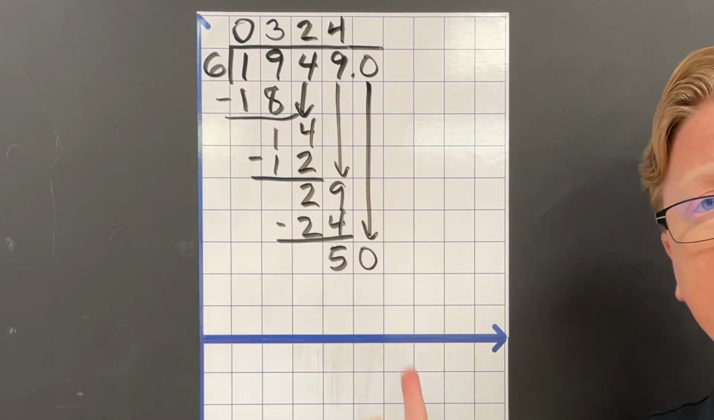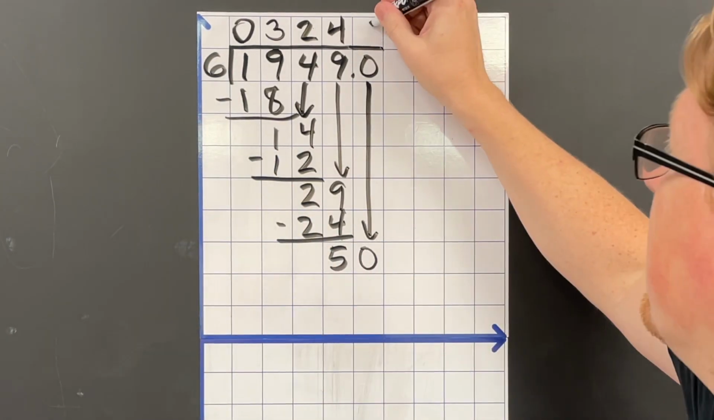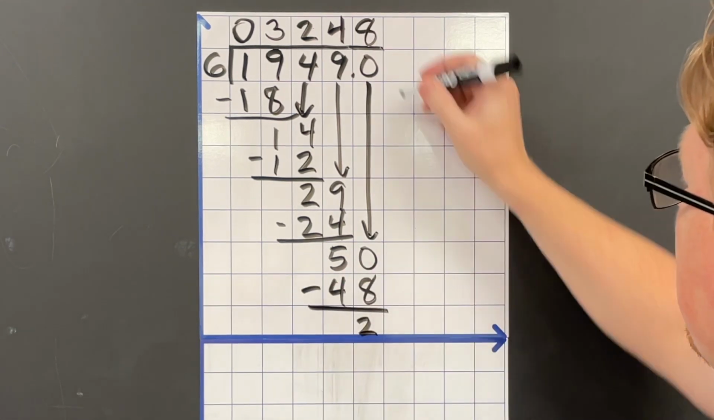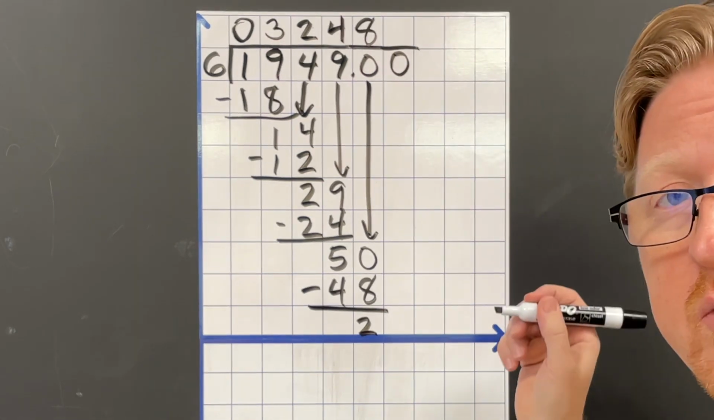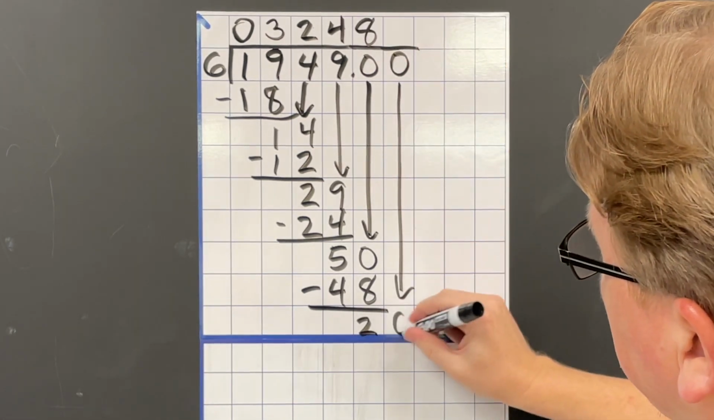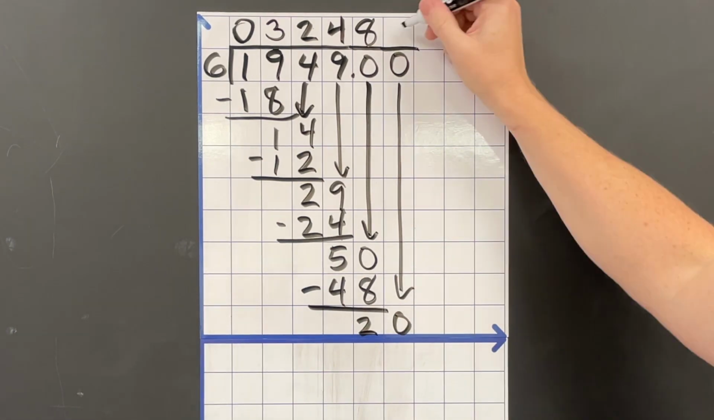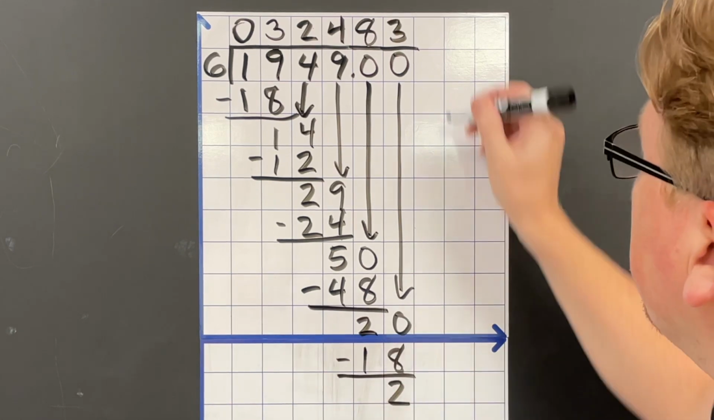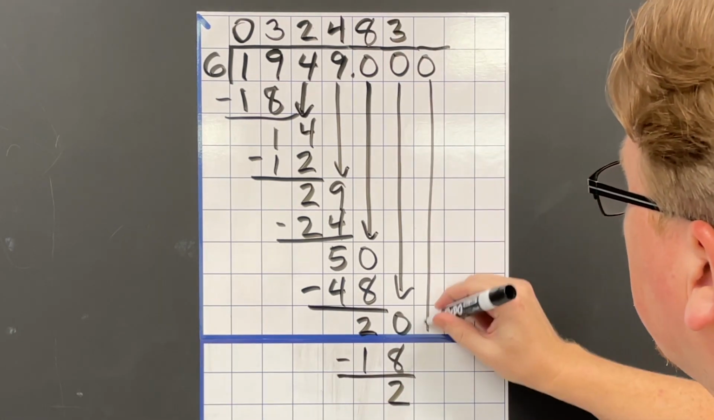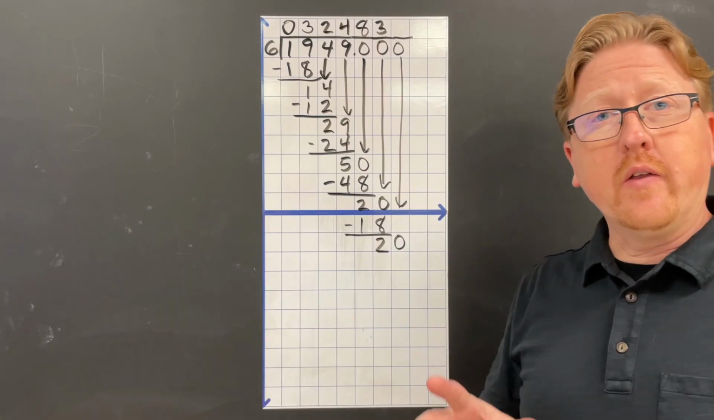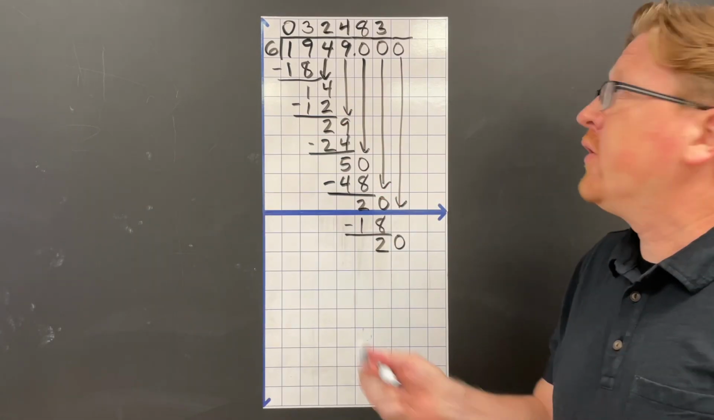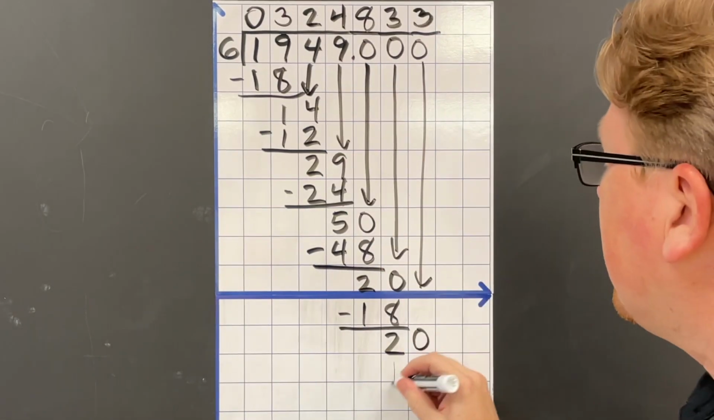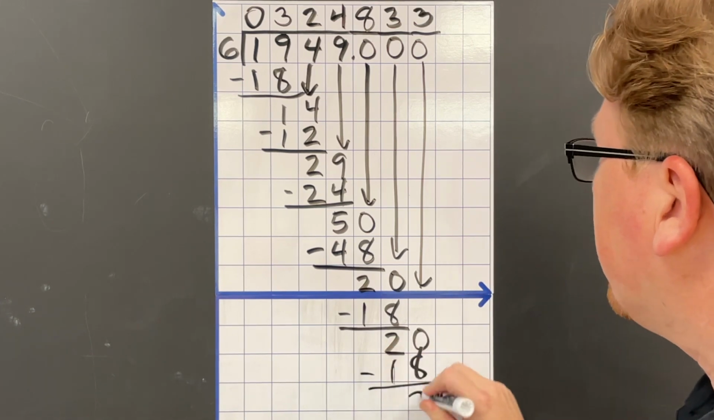So now I think, how many times does 6 go into 50? And that's going to be 8. Another 0 in the hundredths place. 6 goes into 20 3 times. 3 times 6 is 18. Okay, so at this point now I'm going to think, how many times does 6 go into 20? And that ends up being 3 again, right? And 3 times 6 is 18 again. And when we subtract, we get 2 again.